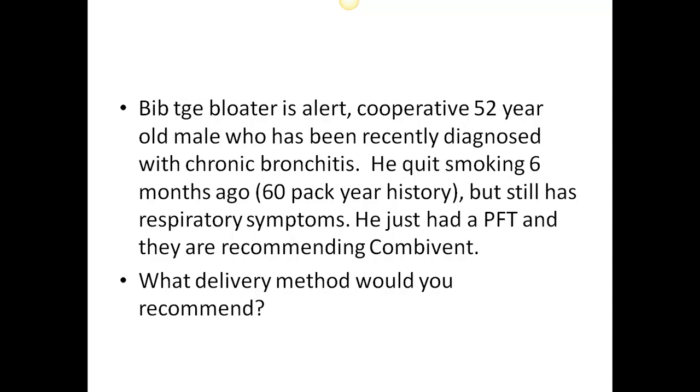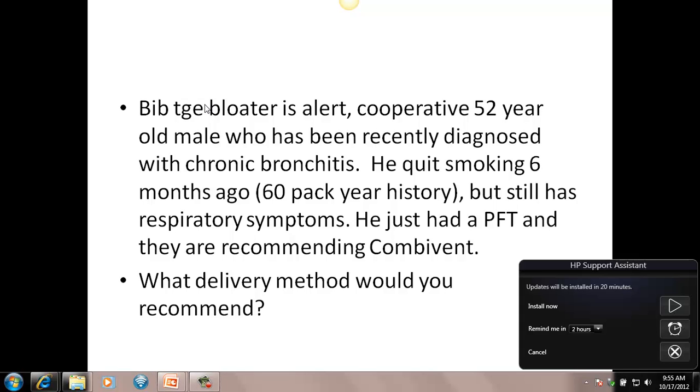So now we have a typo. This should just say Bob the bloater is an alert, cooperative 52-year-old male who was recently diagnosed with chronic bronchitis. He quit smoking 6 months ago. He had a 60-pack year history, but still has respiratory symptoms. He just had a PFT, and they are recommending Combivent. What delivery method could you recommend?